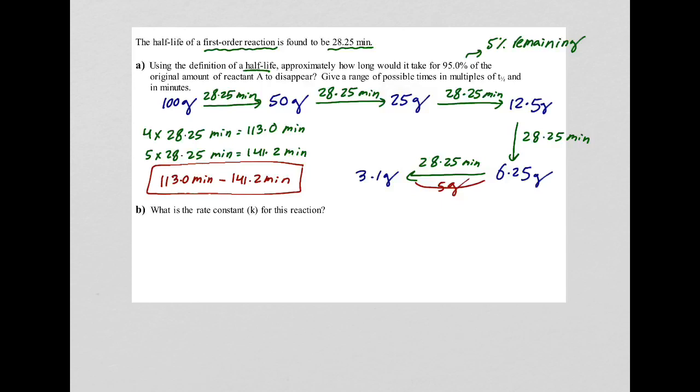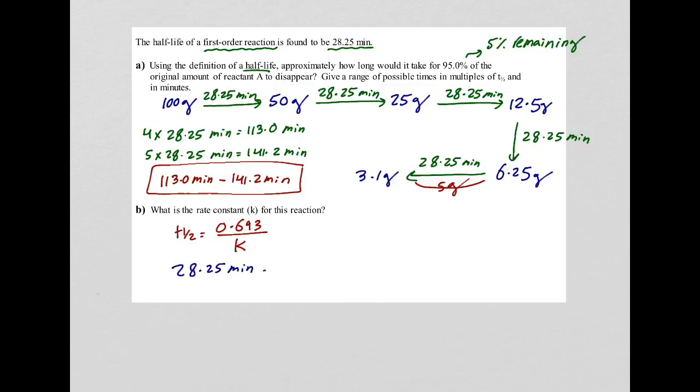What is the rate constant K for this reaction? This one you know. I already told you it's a first order reaction, and I've given you the half-life. So I've given you all the hard stuff. If I know it's a first order reaction, the first thing I'm going to do is write down the half-life equation for a first order reaction. I have the half-life, so all I have to do is plug it in.